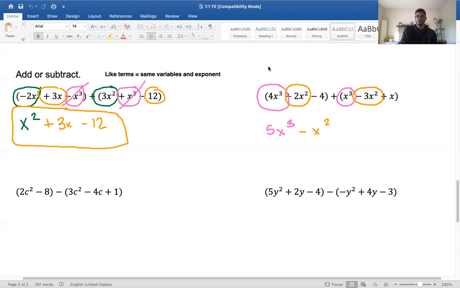Okay. Next, I have a minus 4, and that doesn't really combine with anything over here, so I'm just going to bring it down, minus 4. And then I also have a plus x. I'm going to bring all those down.